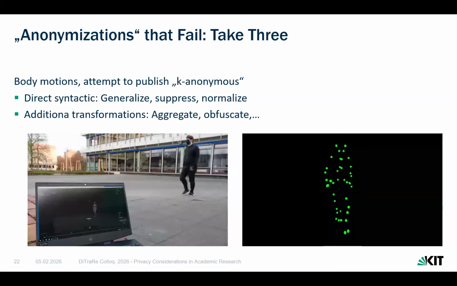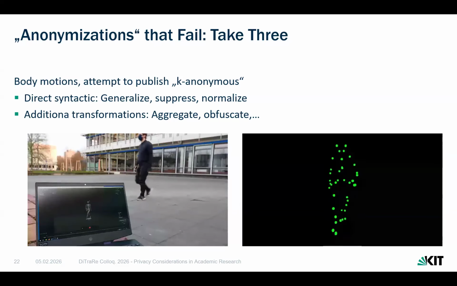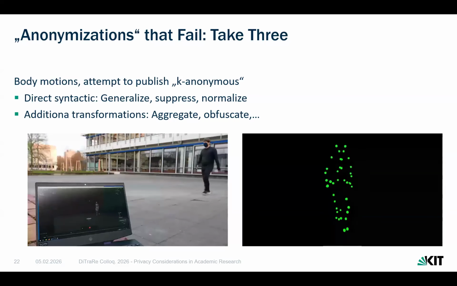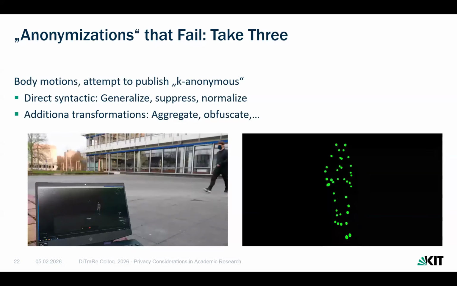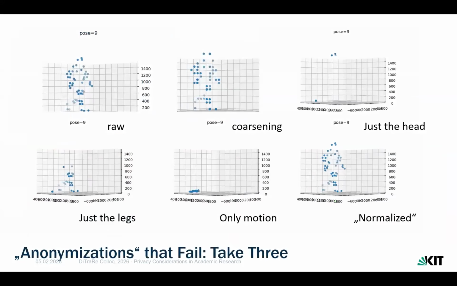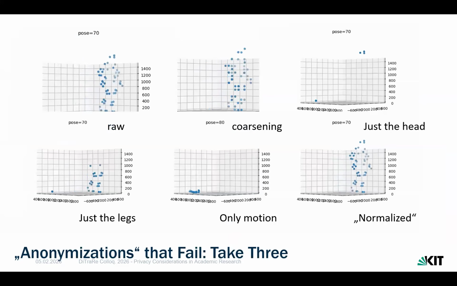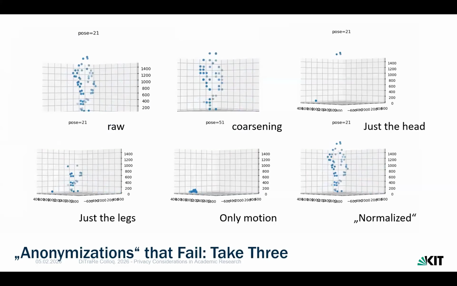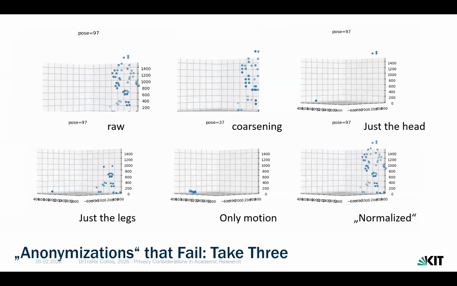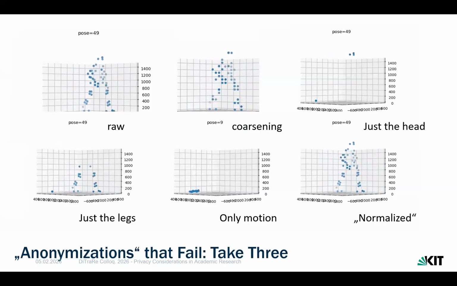So what we did is we only extracted certain points that reflect the movement of the people. And then people were talking earlier about k-anonymity. Then we thought, okay, so we try to make this data somehow k-anonymous by generalizing the data, suppressing data, normalizing the data, and so on, to see to which extent this would become anonymous. And for instance, here up on the top left, we see the raw data. We could coarsen the data in the sense that we reduced the amount of detail that we have. We could only take parts of the body, so for instance, only the legs or only the head.